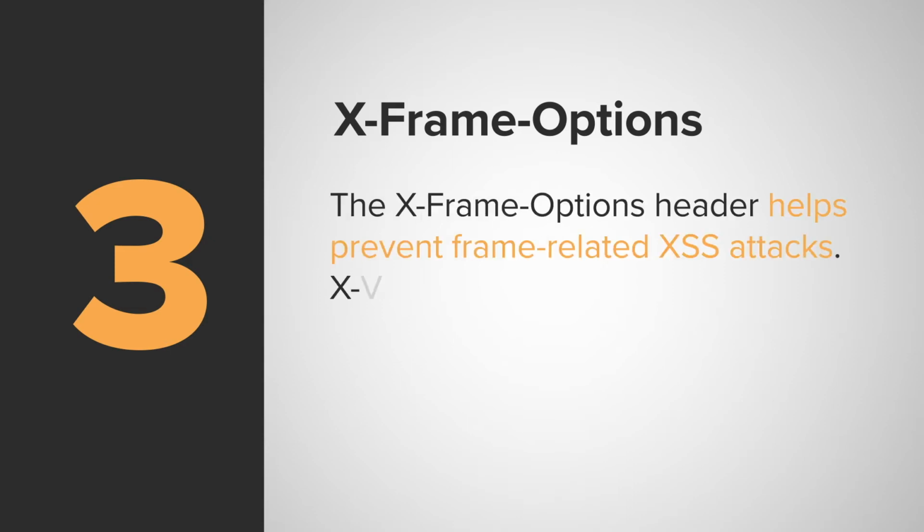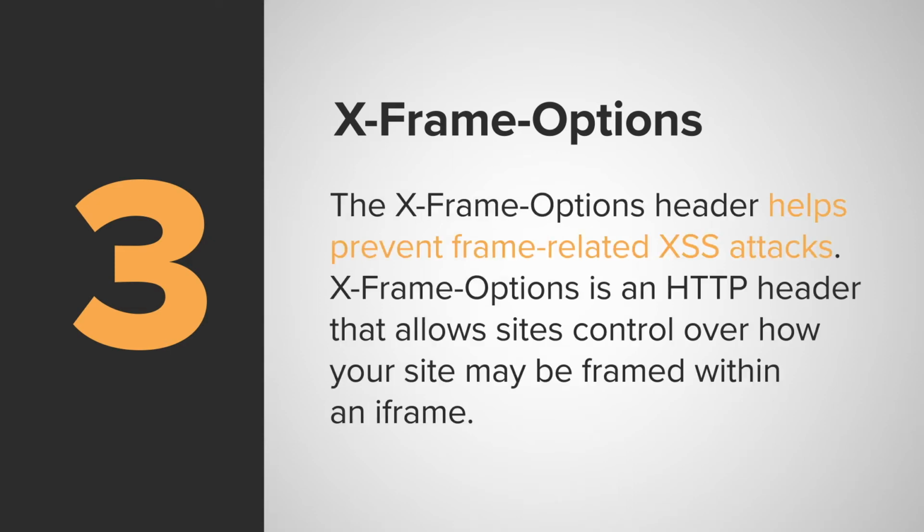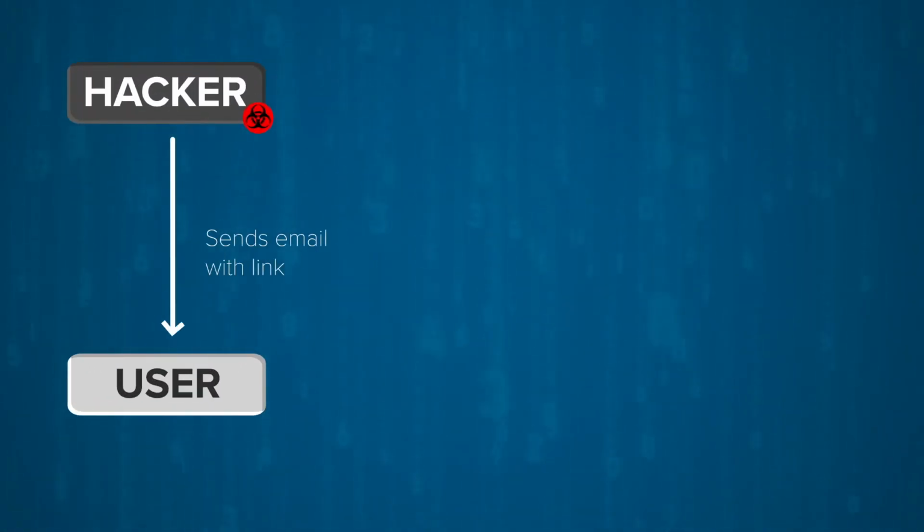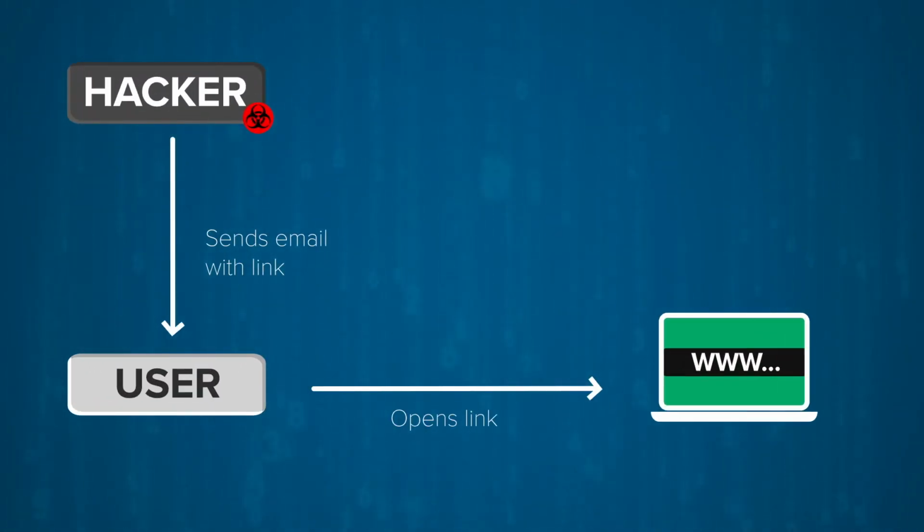3. X-Frame-Options. The X-Frame-Options header helps prevent frame-related XSS attacks. X-Frame-Options is an HTTP header that allows sites control over how your site may be framed within an iframe. Clickjacking is a practical attack that allows malicious sites to trick users into clicking links on your site, even though they may appear to not be on your site at all.